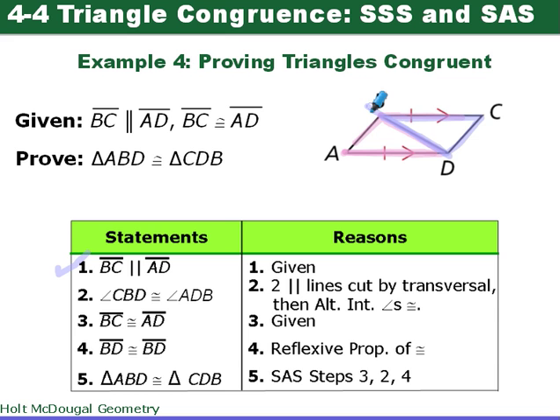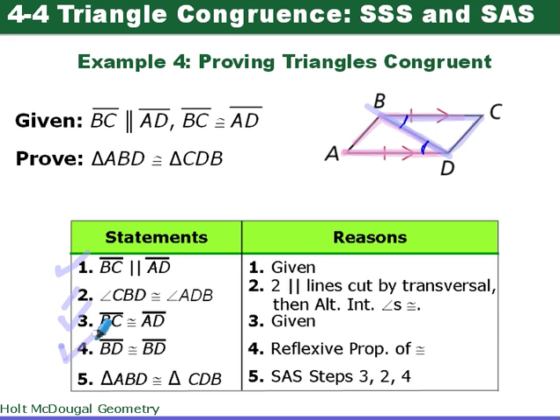So angle CBD, this angle here, is congruent to angle ADB. We have those two angles are congruent. So again, these postulates and theorems can come back for the rest of the year. We're using our second given, segment BC is congruent to segment AD. And then we have what was our transversal. Segment BD is congruent to itself.